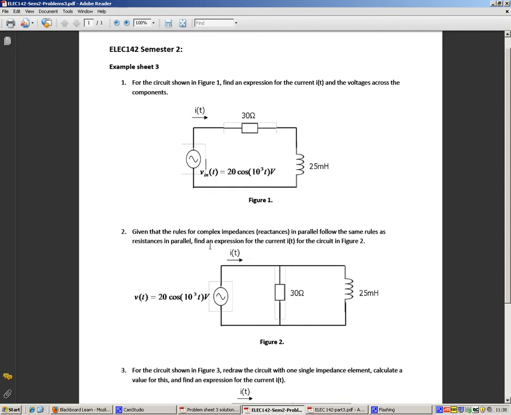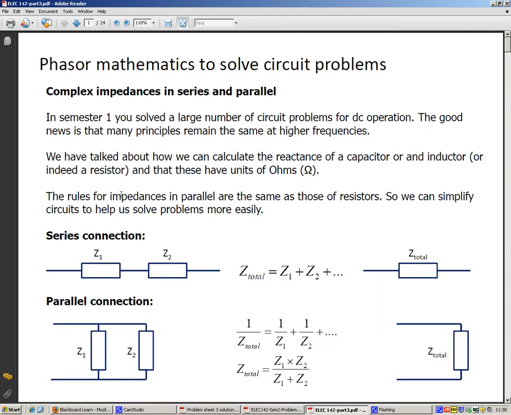But we've been given a clue. We've been told that the complex impedances in parallel follow the same rules as resistance in parallel. So that gives us a hint that if we simplify this part of the circuit to being a single impedance, which we can, then we can find an expression for the current, given that we know the voltage and then we'll have a value for the complex impedance. So this all works upon this part of the lecture notes that you've seen.